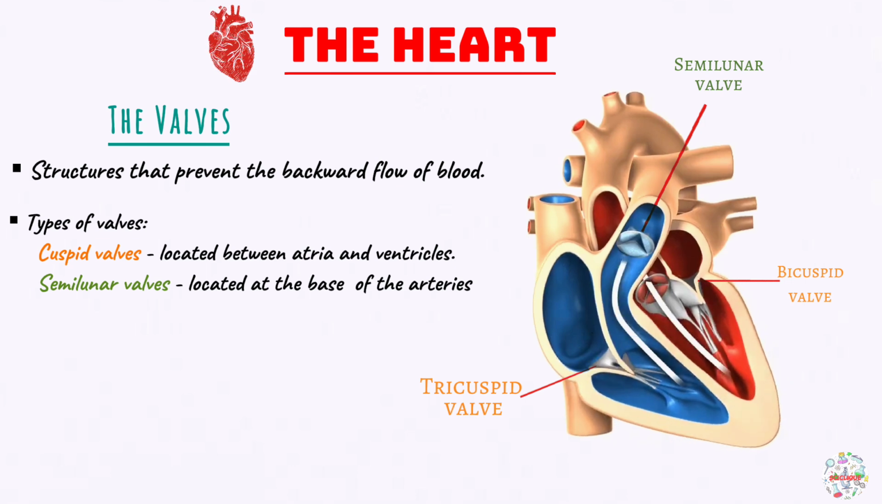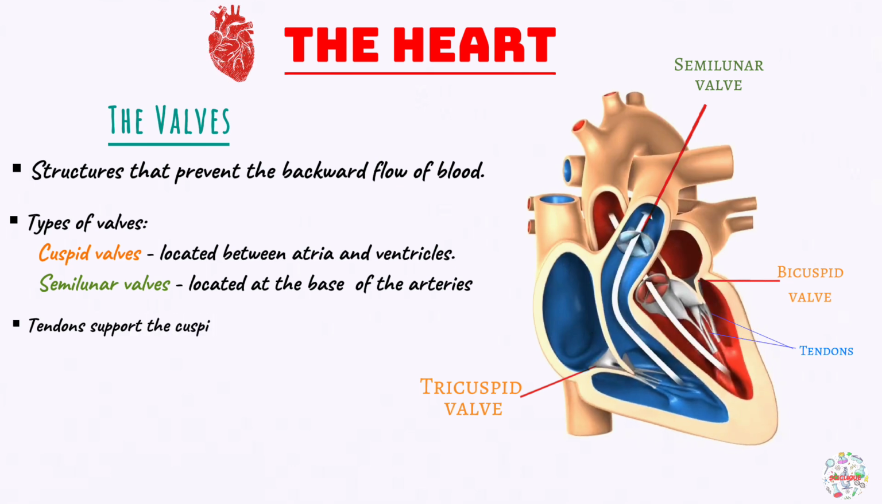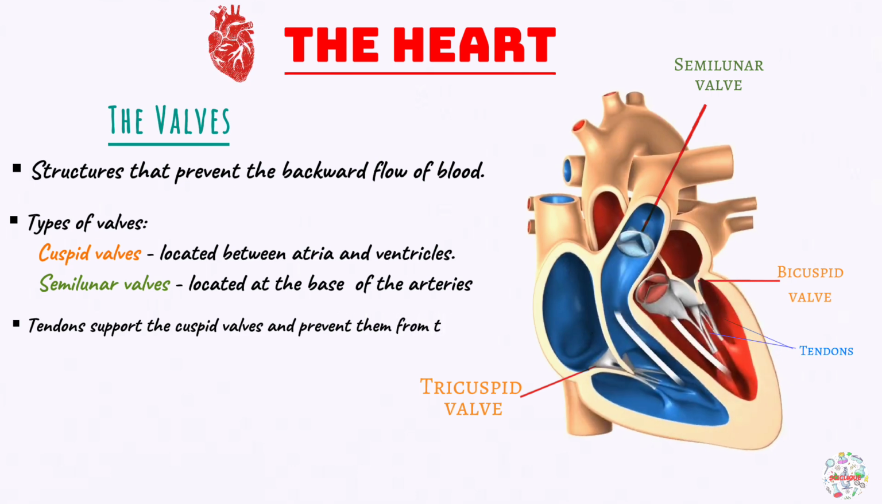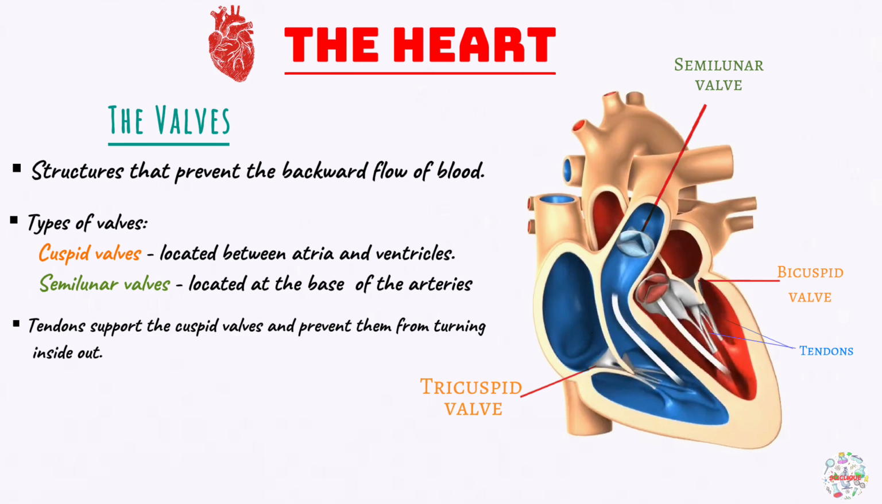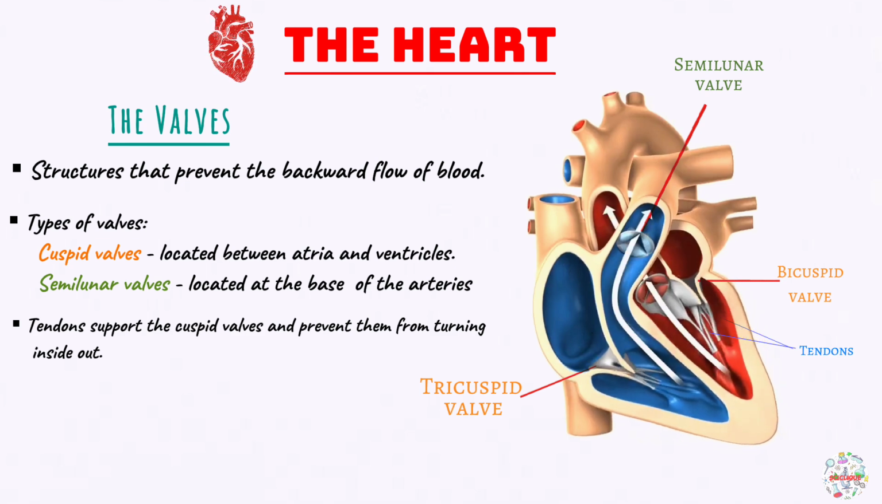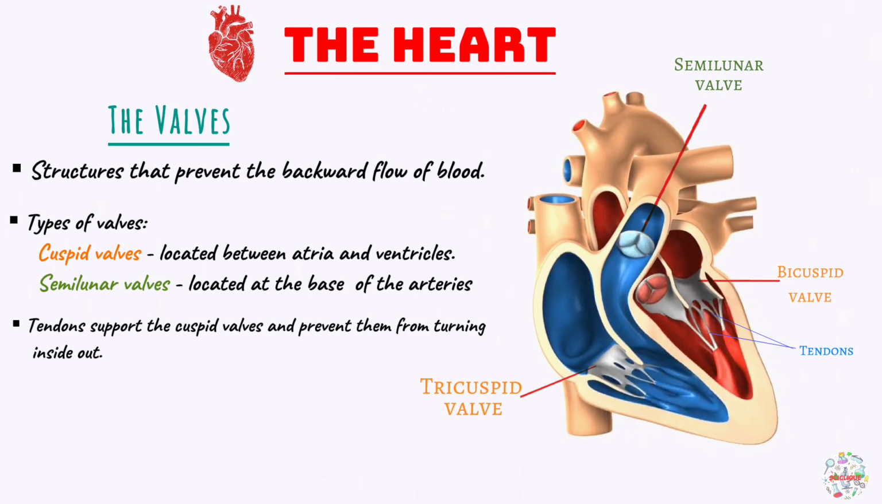Now, these valves are supported by tendons. Tendons are simply structures that are made up of tough connective tissue. They are attached to the wall of the ventricles on each side of the heart. So the tendons prevent the cuspid valves from turning inside out when under pressure. Now the other set of valves are the semilunar valves. The semilunar valves are located at the base of the two arteries, the pulmonary artery and the aorta.